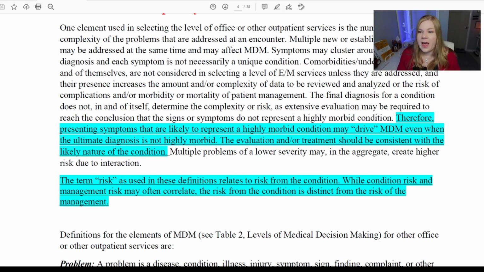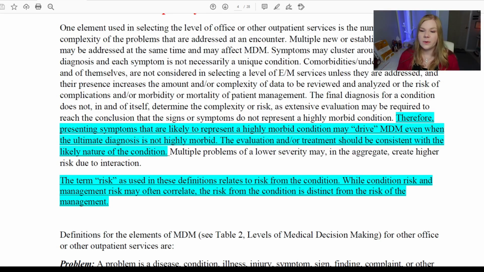So that thought process, as long as the provider is documenting it appropriately, like, hey, we suspected that it could be this, we're going to work them up with this, and this, it could be a higher level of service based off of medical decision making, even though it wasn't a highly morbid condition, even though it wasn't a heart attack, it was just a pulled muscle.